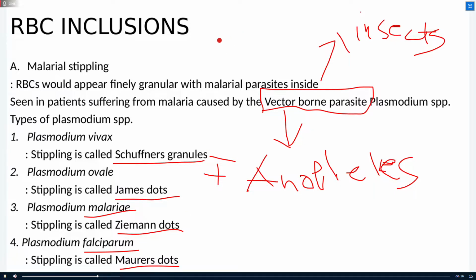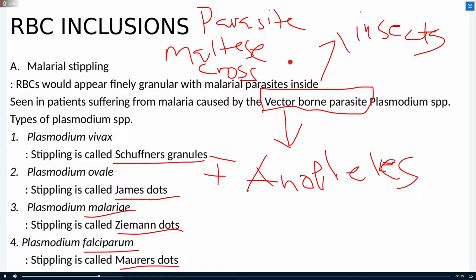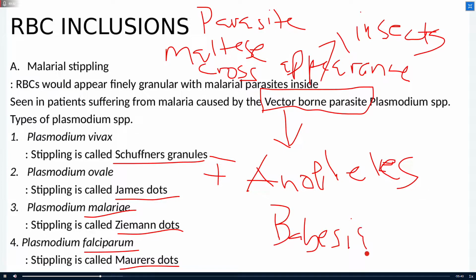Plus may tanong ako sa inyo. Anong tawag dun sa parasite that causes Maltese cross appearance sa RBC? Okay, very good, Miss Maderable. So it's your Babesia, what's the species? Microti. So it's your Babesia microti. Very good.